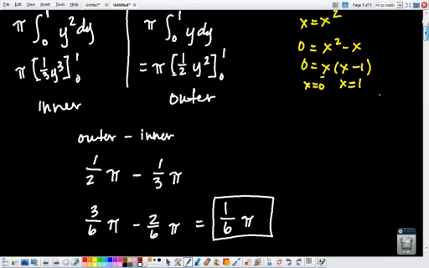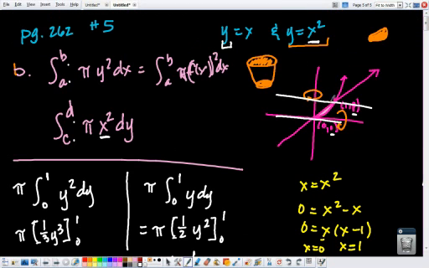You'll notice that even though our upper and lower bounds were the same, because we're rotating around the y-axis, we ended up getting different values than when we rotated around the x-axis, and we will cover more of that in class tomorrow.